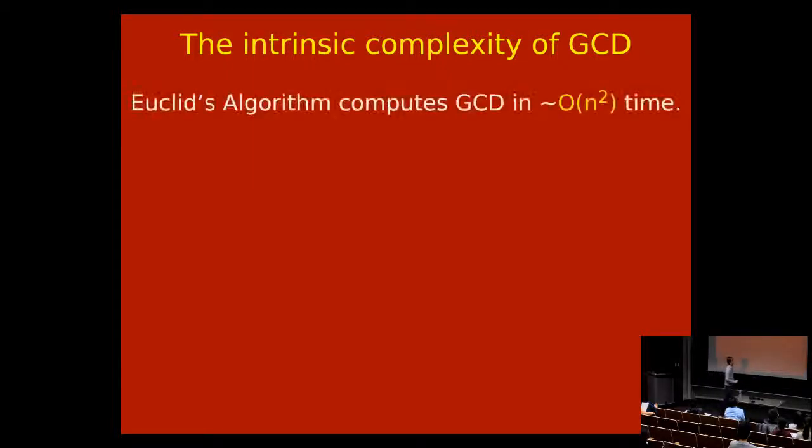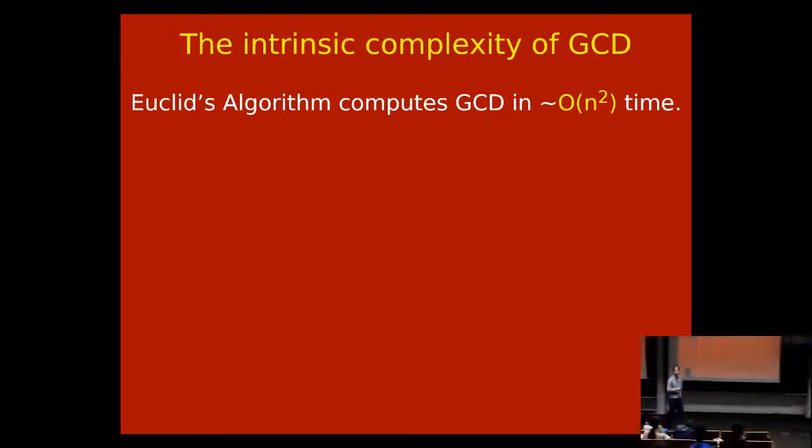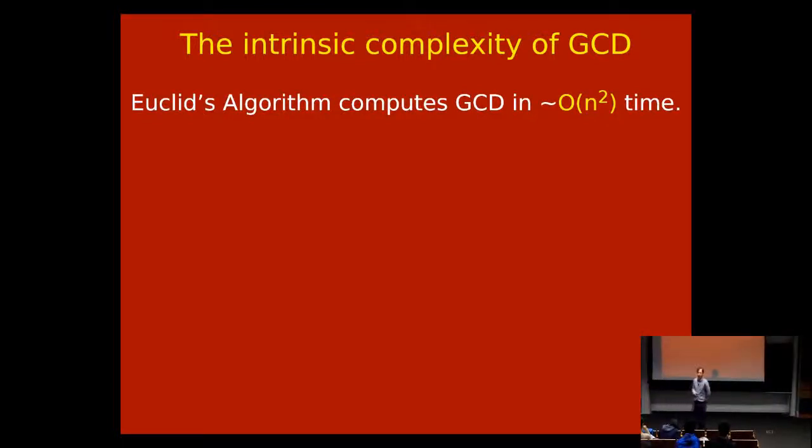Okay, great. I want to mention just one slide about some interesting facts about the GCD problem, because it's really one of the most interesting problems in computer science, I think. And I'm curious about its intrinsic complexity. So Euclid's algorithm computes the GCD in polynomial time. If you're very clever, it's something like quadratic time.